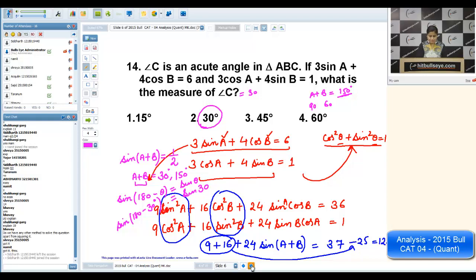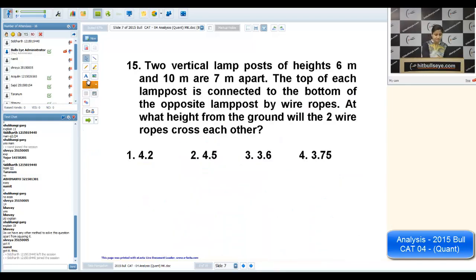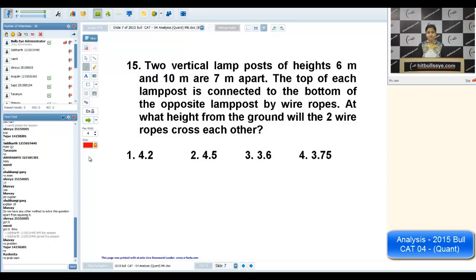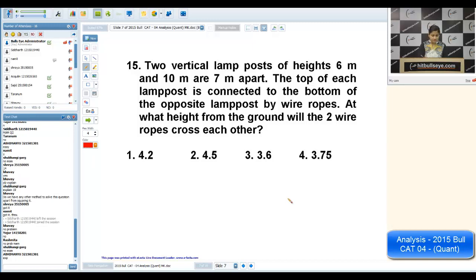Okay, let us move. Your question number 15. We have a direct formula for this. This is actually an old CAT question, kind of a replica of an old CAT question.